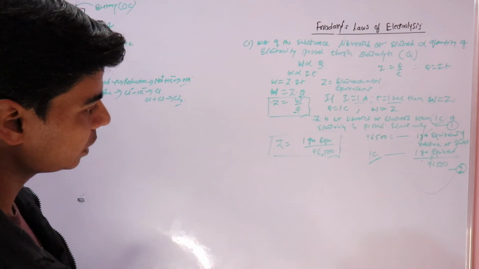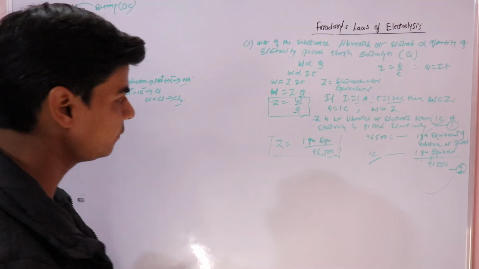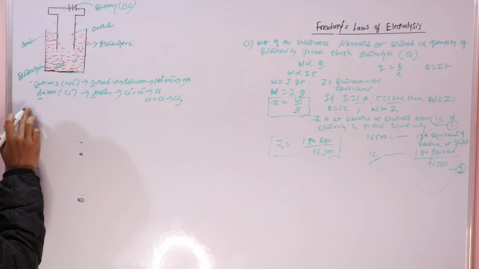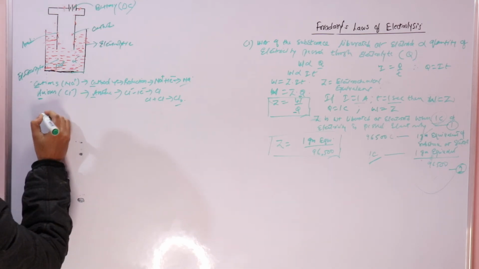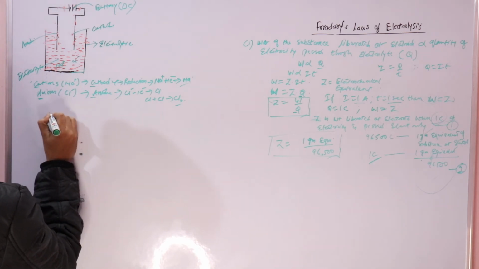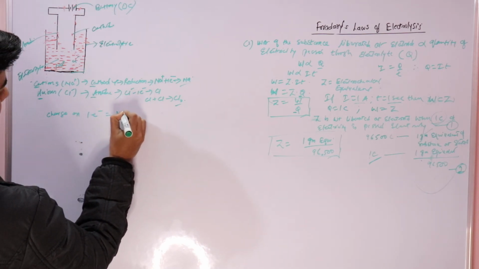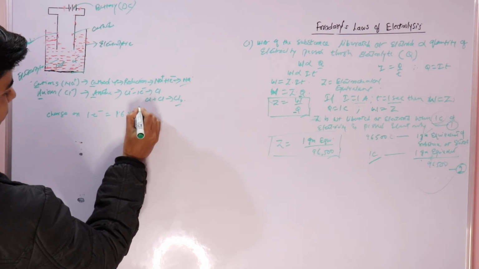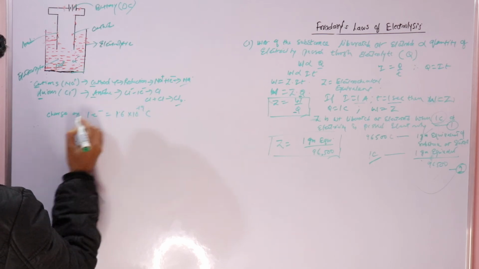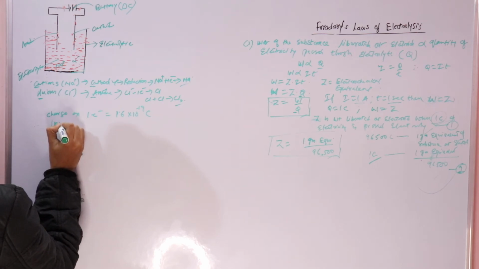Now we just need to understand one small thing. What is this 96,500 coulomb? This is equal to 1 Faraday, right? Now just to understand this, we know that the charge on one electron is equal to 1.6 into 10 to the power of minus 19 coulombs, right? Therefore this is for 1 electron, the charge on 1 electron.